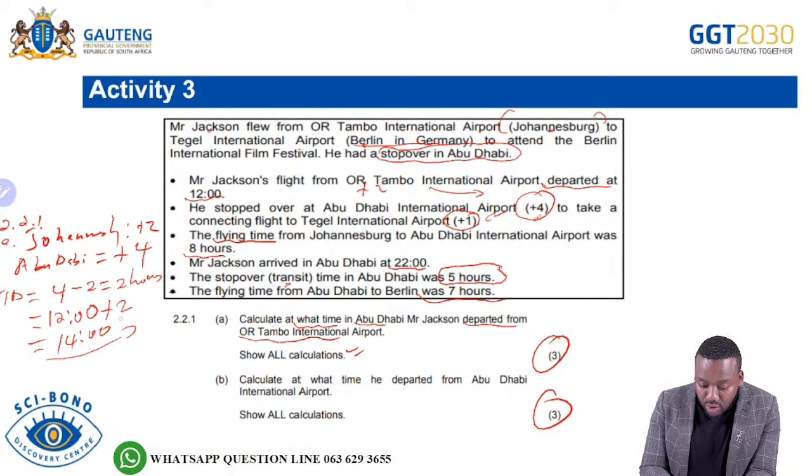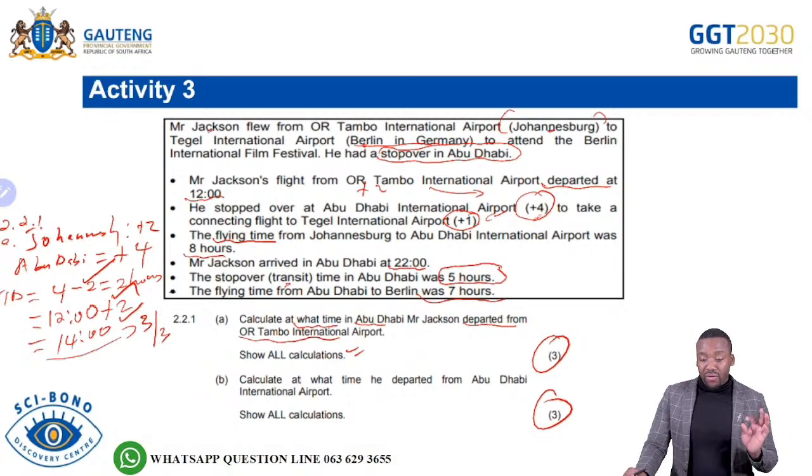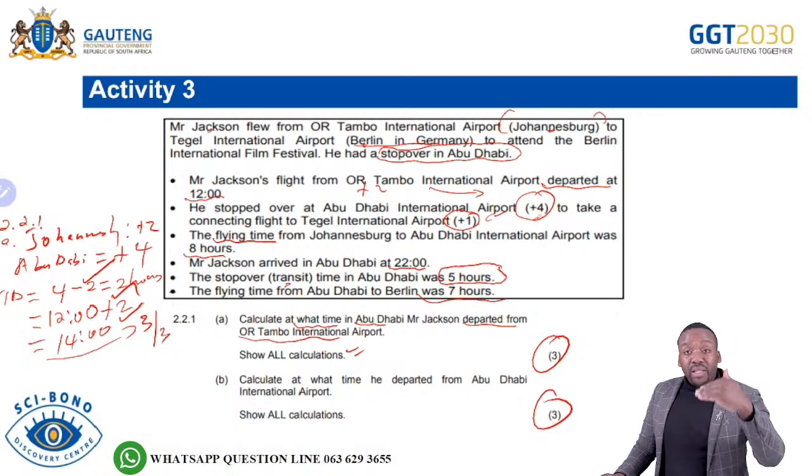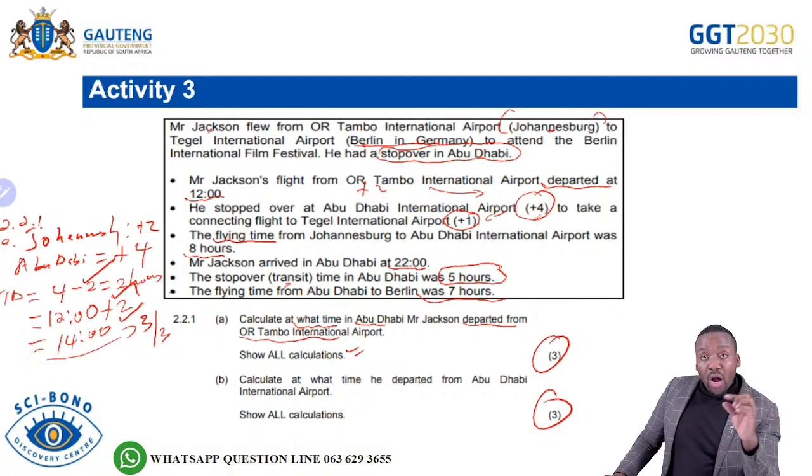There, that's where you got your 3. 1, 2, 3. Then you got your 3 out of 3. You nailed it. Step 1, identify your 2 time zones. Step 2, calculate time difference. Step 3, you calculate time. And step 4, that's where you actually what?